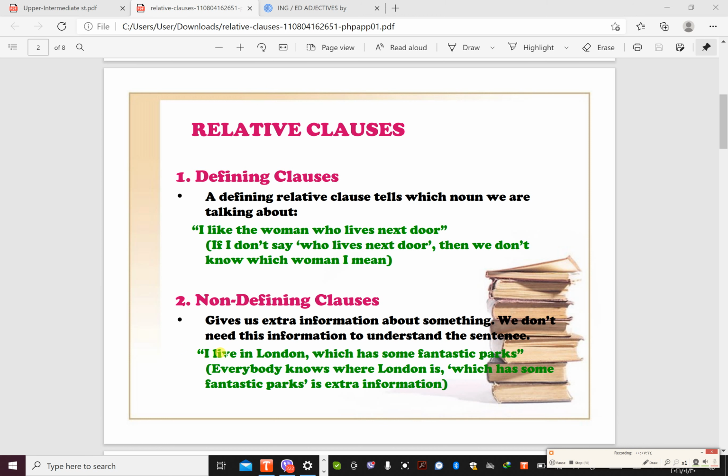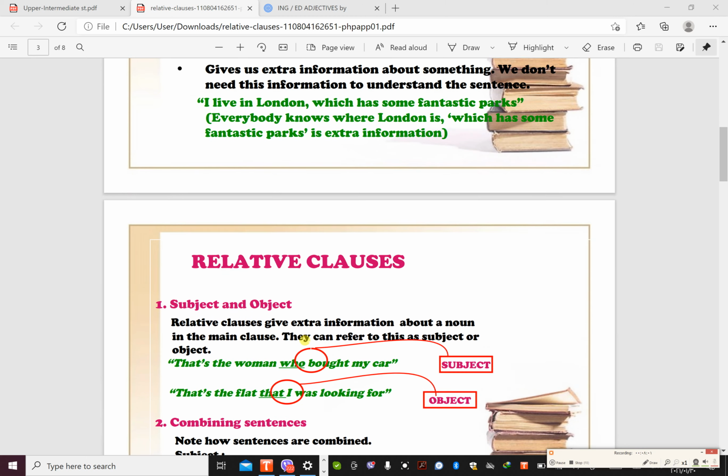So when you give extra information, you have to put a comma and then the relative clause. But if it is necessary, and it gives us very important details about the sentence, or explanation about the sentence, or description about the sentence, you have to keep it without putting a comma, okay.